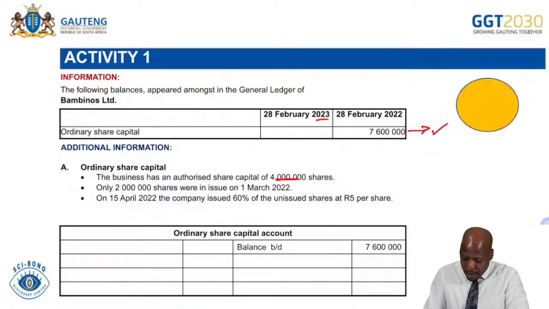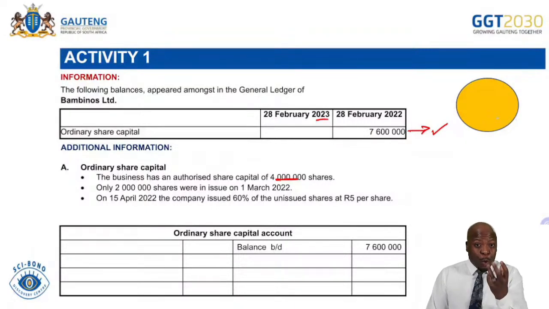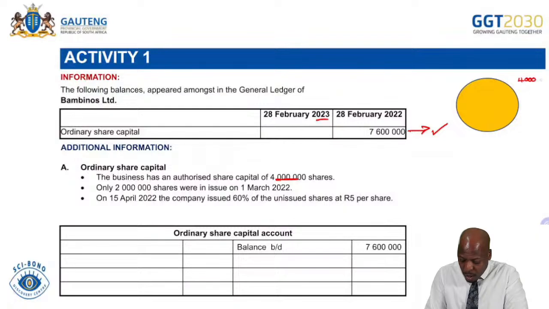So we come here. This entire orange circle is our authorized share capital. Some would like to call it a pizza, but I'm just going to say this entire orange circle. That is our authorized, the maximum that a company can issue to the public. That is now our 4 million. So we come here. This is our 4 million shares.